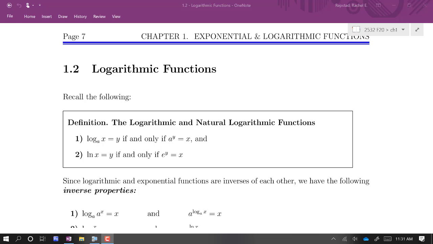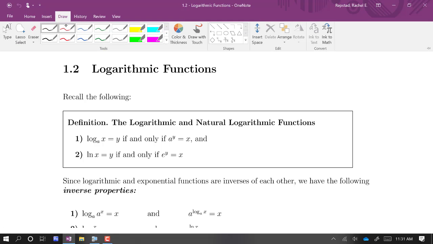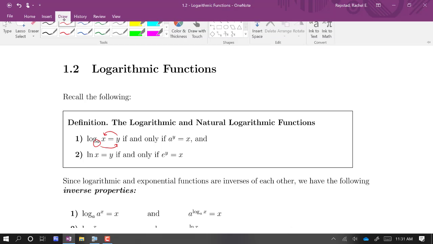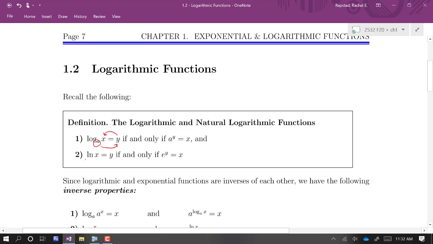Log base a of x is equal to y if and only if a to the y is equal to x. It's the inverse of the exponential function, right? So you take your base, you raise it to this power on this side, and it gives you what's inside. Logarithms spit out the exponent. That's what they do. And of course, ln is an abbreviation for the log base e. So ln of x is equal to y if and only if e to the y is equal to x.